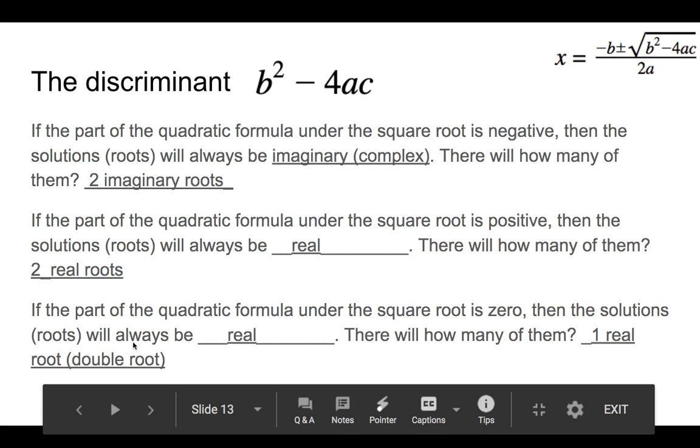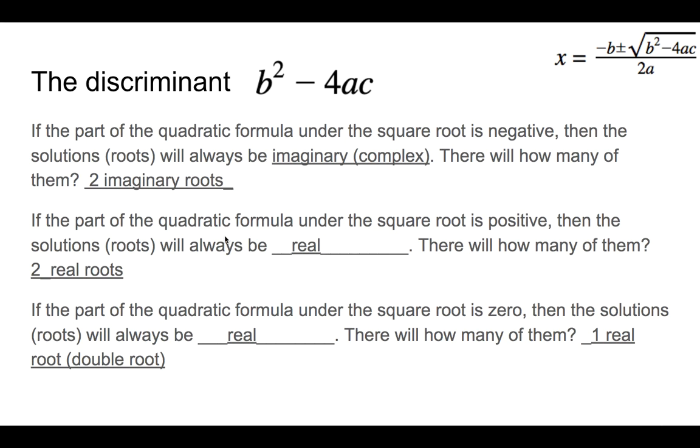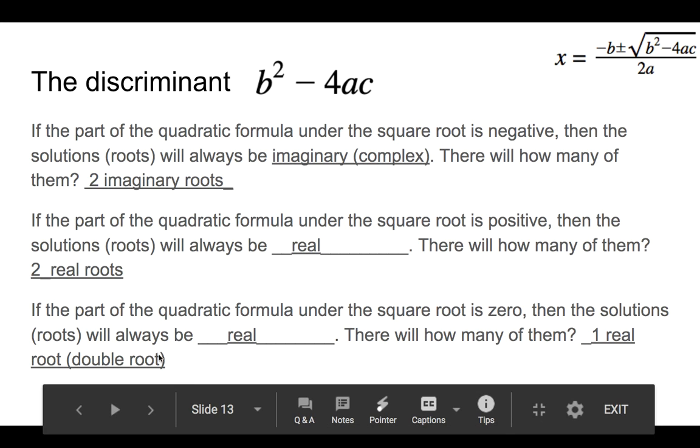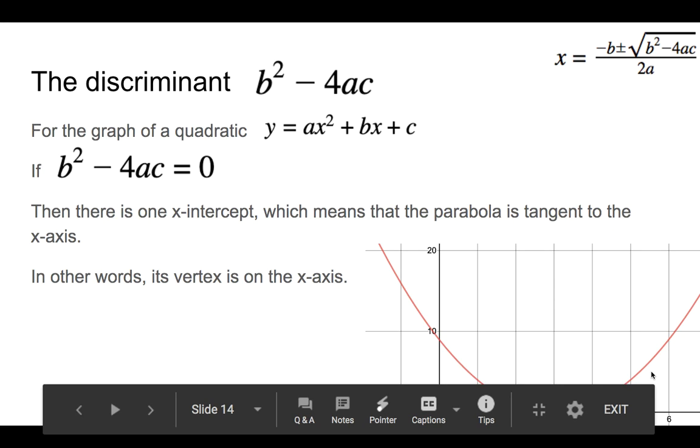Because we talk about quadratics always having two solutions, we could say this one has one, but technically it's a double root. It's the same number twice that's in there. Okay, so here's the discriminant.